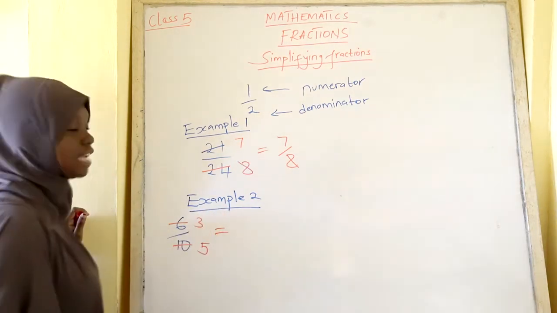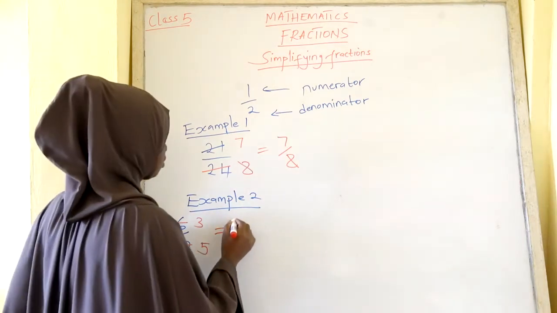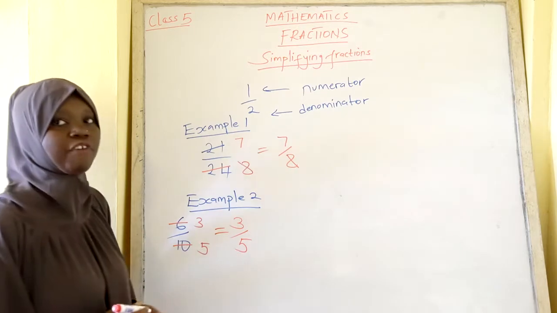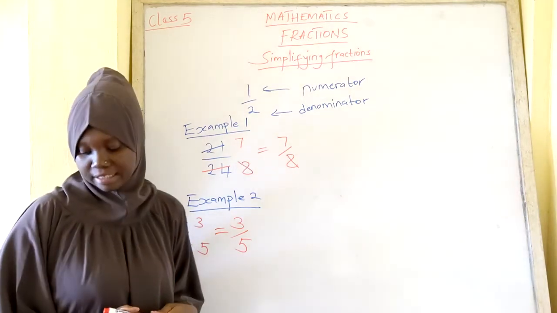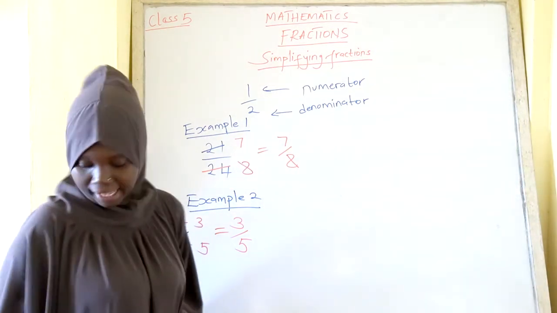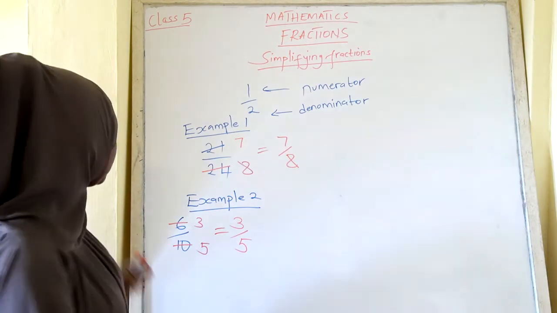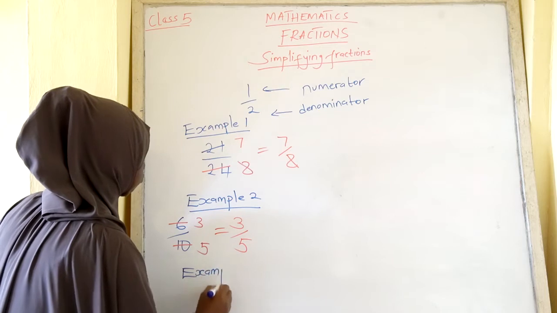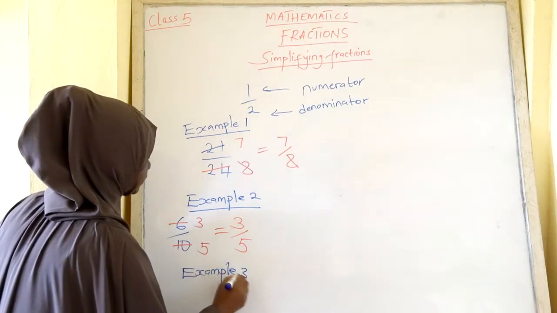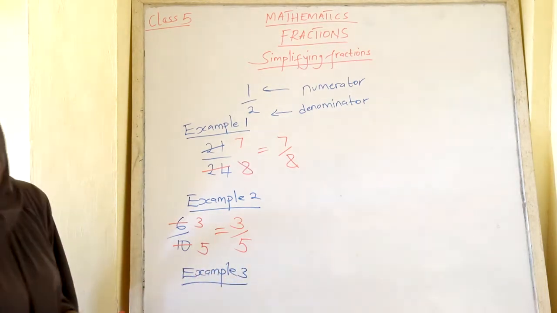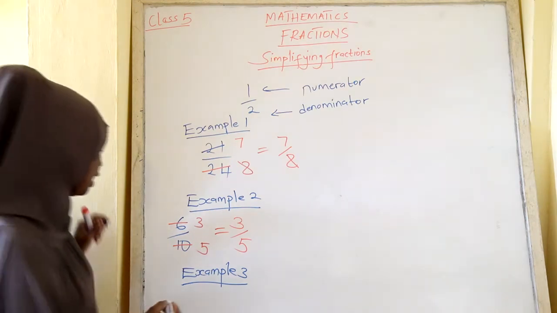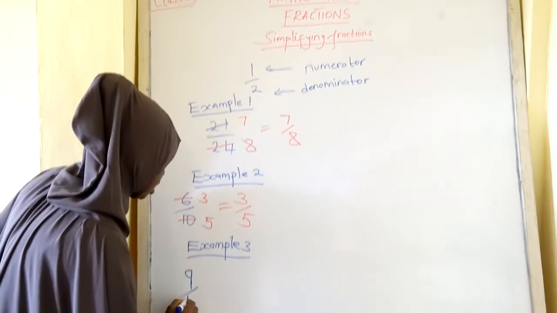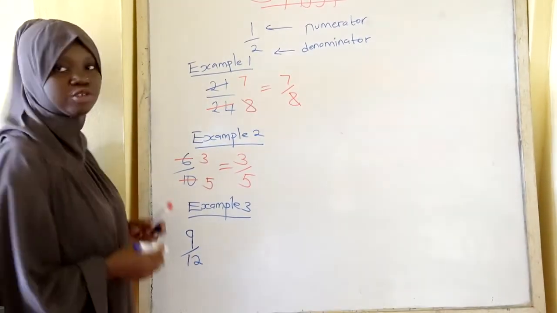So 6 over 10 in its simplest form, it will be 3 out of 5. I hope that is clear. Our third example, we are given 9 out of 12.